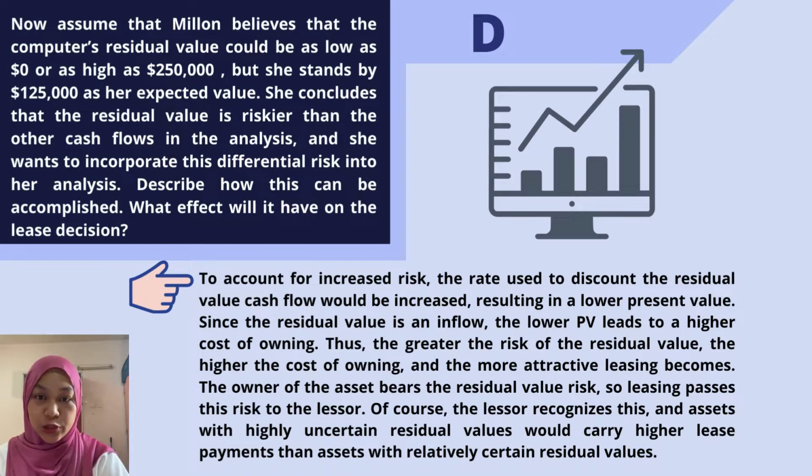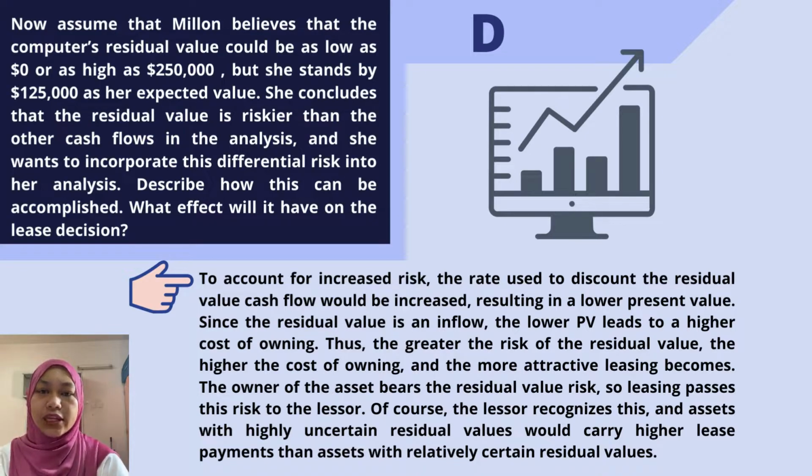Okay, now we proceed to question D. Assume that Milan believed that the computer's residual value could be as low as 0 or as high as $250,000, but she stands by $125,000 as her expected value. She concludes that the residual value is riskier than the other cash flows in the analysis, and she wants to incorporate this differential risk into her analysis. Describe how this can be accomplished, and what effect it will have on the lease decision.